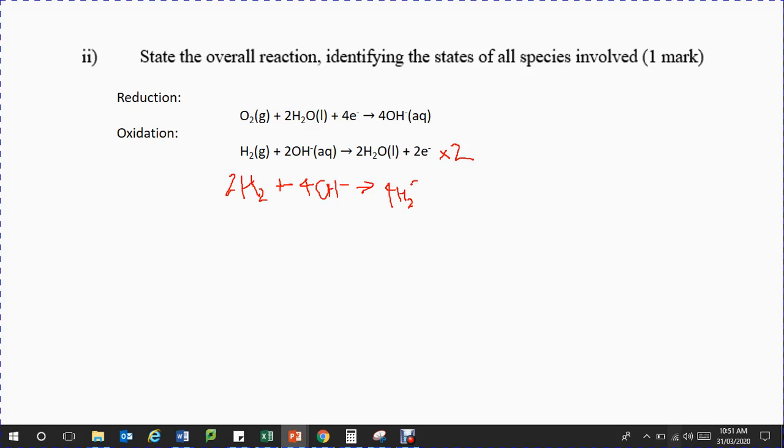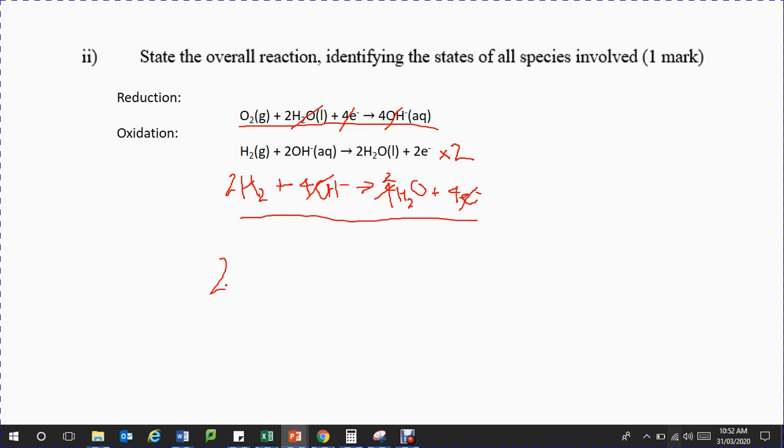2H2O, I haven't included states, plus 4 electrons. Okay, so in those half equations the electrons are balanced. Then I can take this one and my oxidation to get my overall. So I've got 4 electrons, cancel out 4 electrons. I've got 4 hydroxide, 4 hydroxide, I've got 2 water there, 4 there, so that becomes 2. And then I just take what's left.